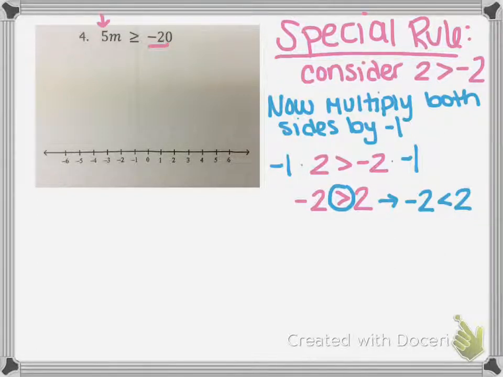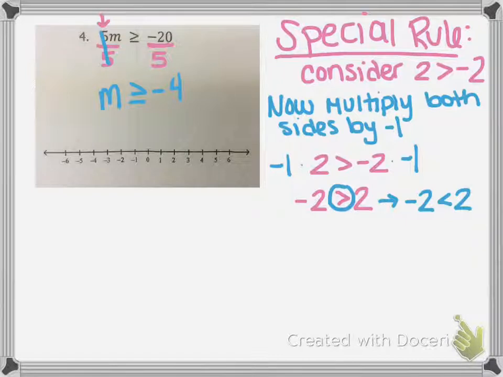So 5 times m, I undo that by dividing by 5. And again, I'm dividing by a positive 5, so my special rule does not apply yet. So the 5's cancel out. All we're left with on the left-hand side is m is greater than or equal to, and negative 20 divided by 5 is negative 4.